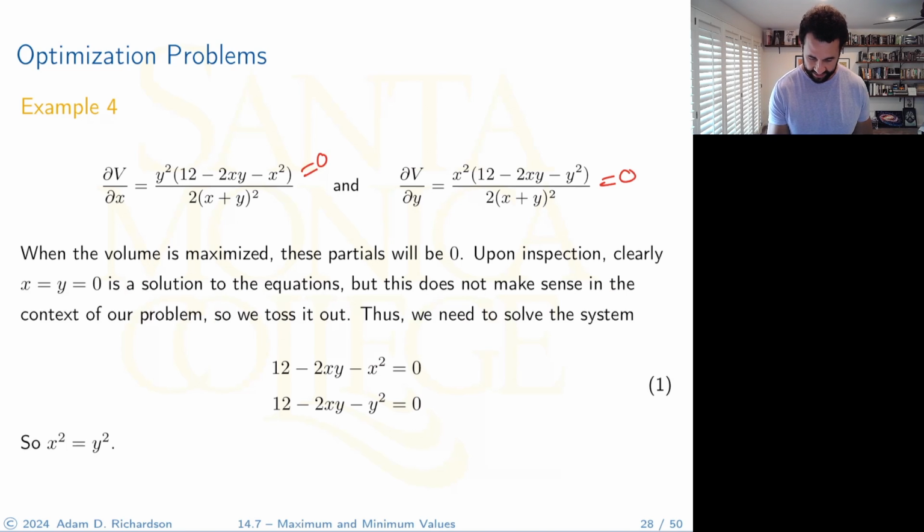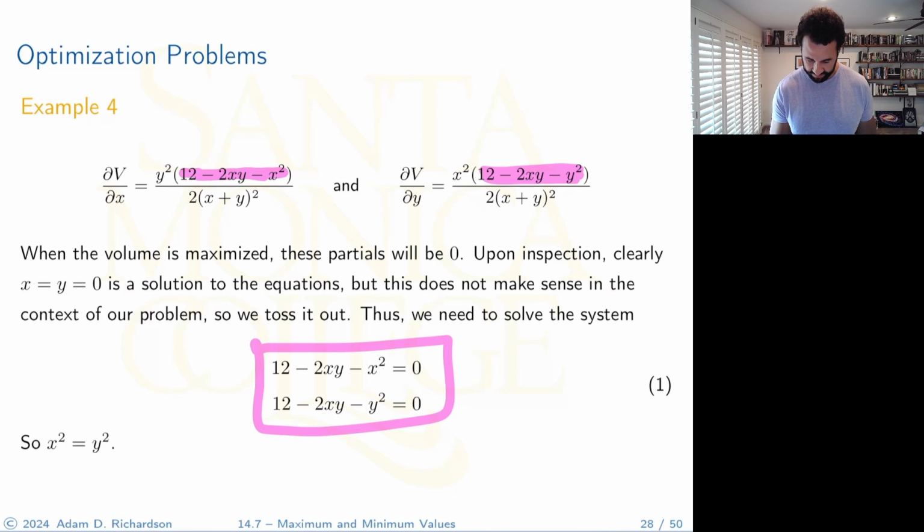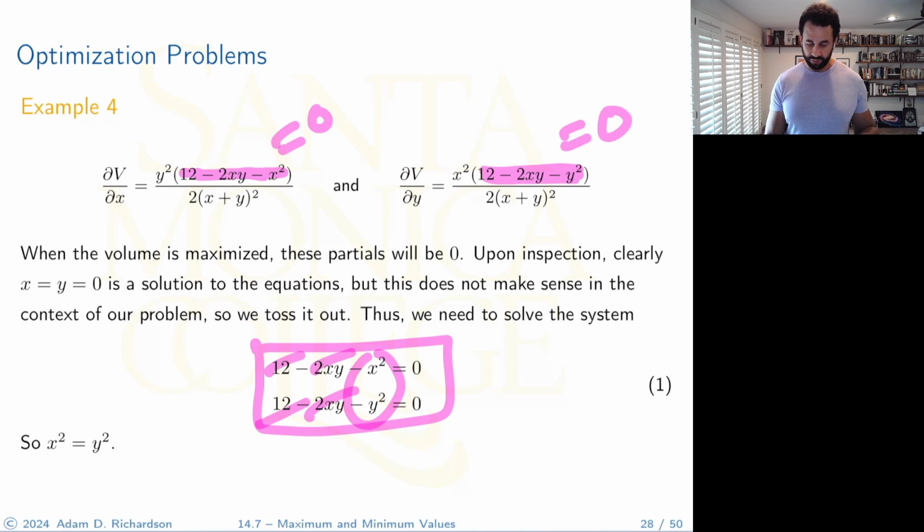That means that these things would have to be zero. Let me highlight them. This and this would have to be zero. And that's what I have right here. So we get a system of equations in x and y from setting these things equal to zero, just like that. Okay, now if you simplify this system, what you get is that x squared equals y squared. Notice these are the same, these are the same, and then here you're going to get x squared equals y squared. So in order for these partials to be zero, x squared has to equal y squared.